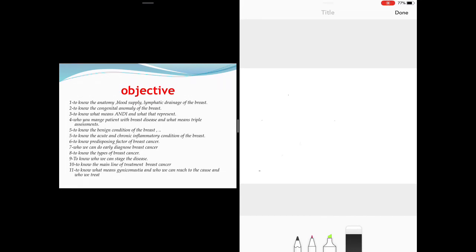and we must know how we can diagnose breast cancer early, what the types of breast cancer are, and how we can stage the disease, what the lines of treatment of breast cancer are, and finally to know what gynecomastia is, which is enlargement of the breast tissue in the male. Okay, now we proceed with our lecture, starting with the anatomy of the breast.